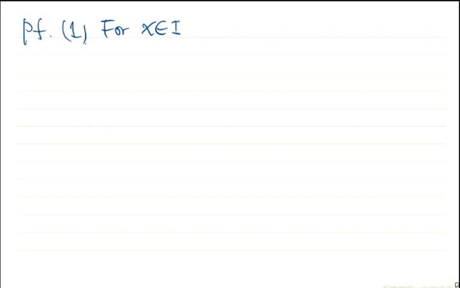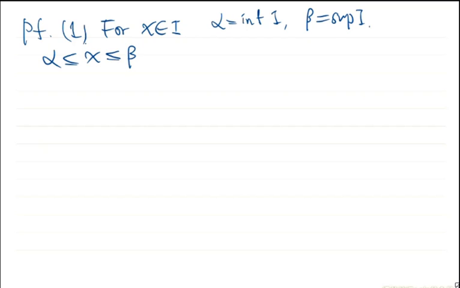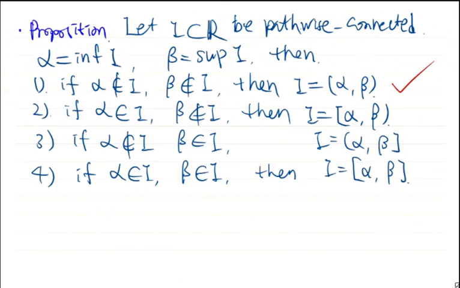Then because alpha is the infimum of I, and beta is the supremum of I, this implies that any x in I will be located between alpha and beta. Okay, so since we assume alpha is not an element of I, and beta is also not an element of I. This is our assumption right here.